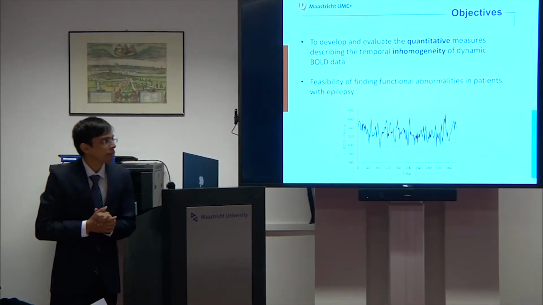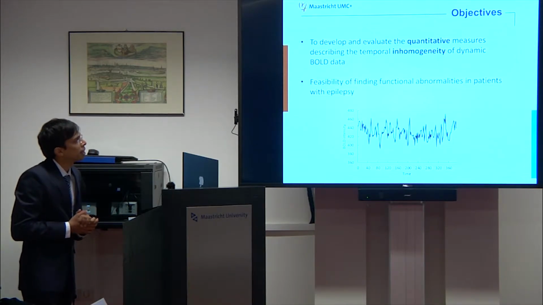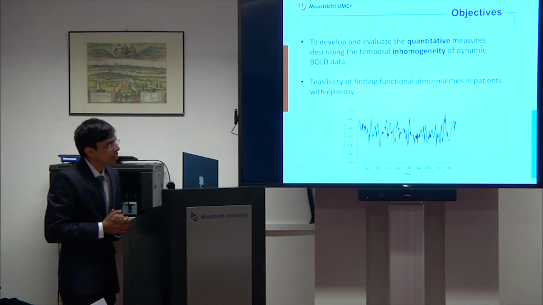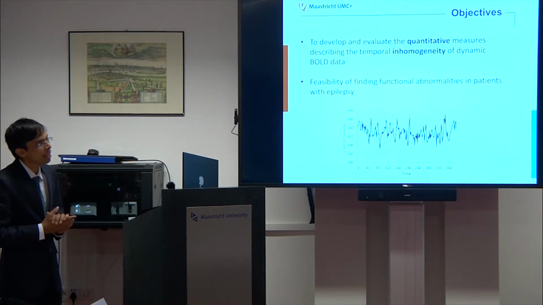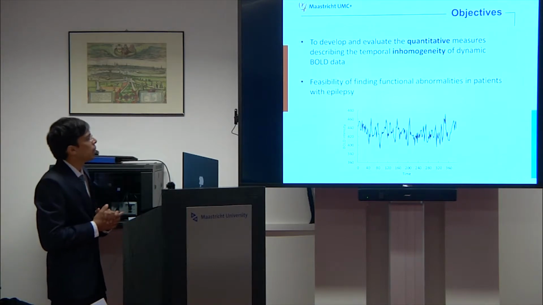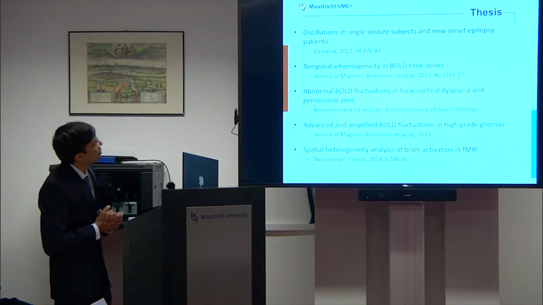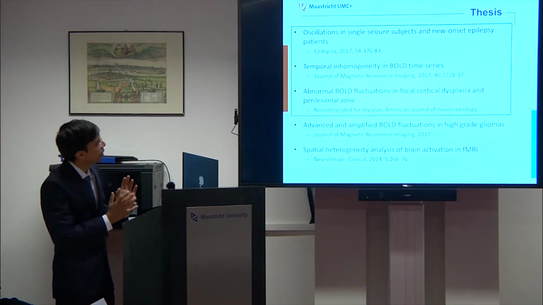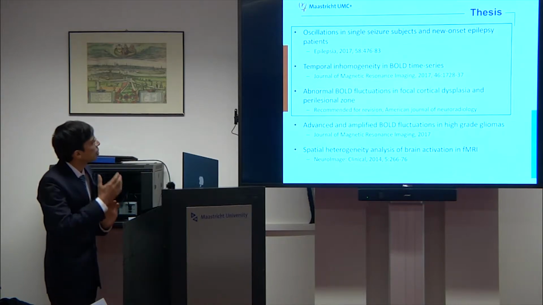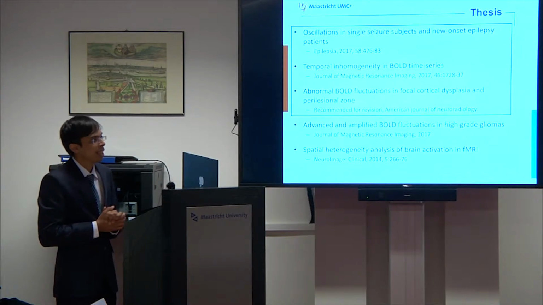Coming to the overall objective of the work, that was to develop and evaluate quantitative measures describing the temporal inhomogeneity of dynamic BOLD data. The word inhomogeneity here refers to irregularity or randomness in BOLD fluctuations, and the feasibility of finding functional abnormalities in patients with epilepsy. Overall, there were 5 studies presented in this thesis. In this talk, we are going to briefly cover 3 of them. The theme of all the thesis was around development and quantification of inhomogeneities in BOLD data.